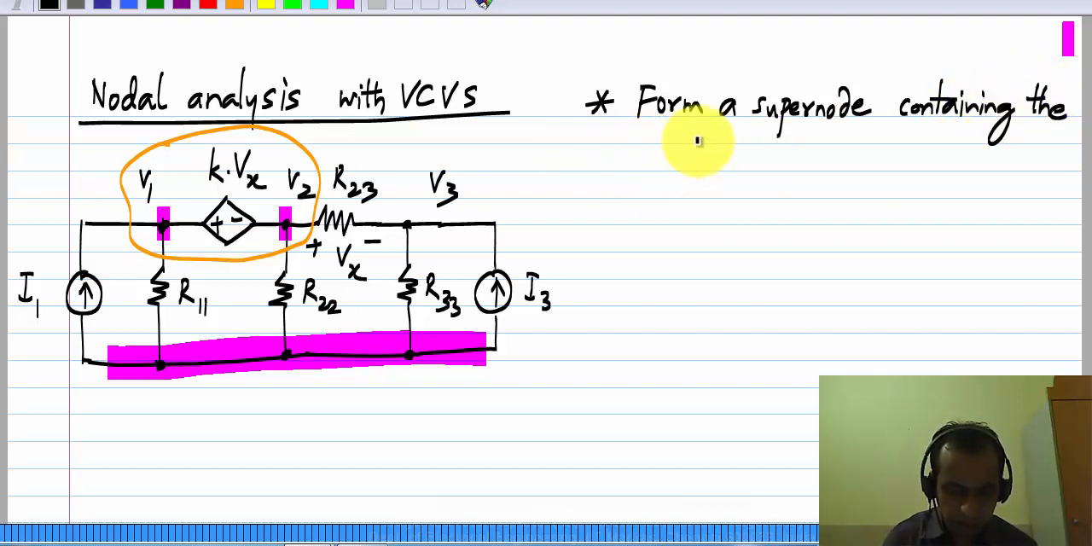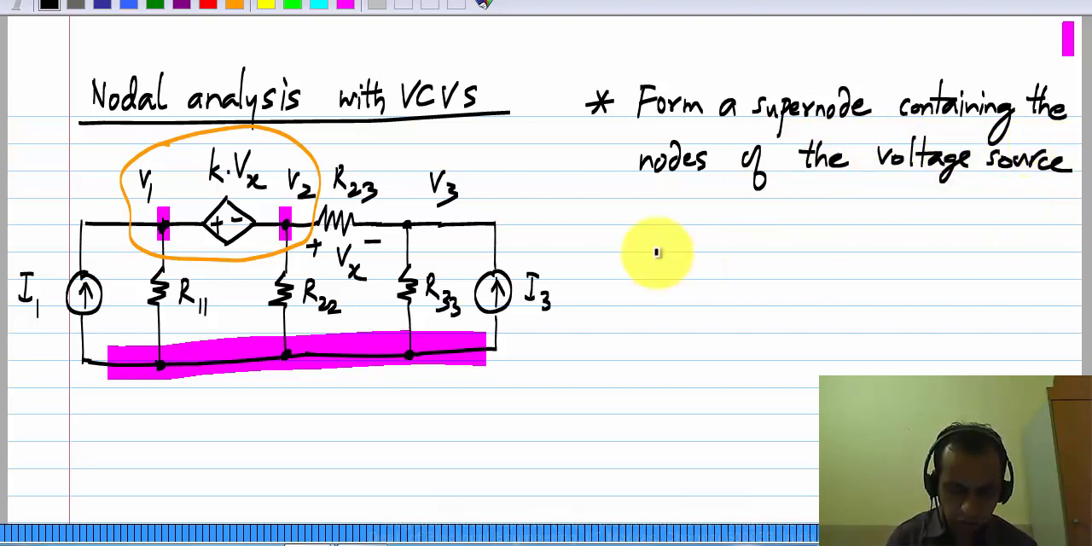Form a super node containing the nodes of the voltage source, and for the entire super node you write the equation, a KCL equation as usual, and also for remaining nodes you write the KCL equations as usual.